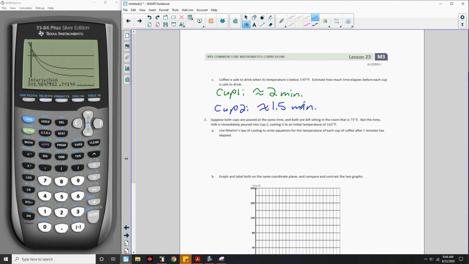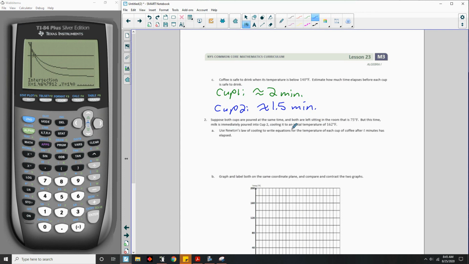So if I put the coffee outside, it's safe to drink after a minute and a half. If the coffee is in the room at 75 degrees, we have to wait another 30 seconds approximately until it's safe to drink. Number 2 says, suppose both cups are poured at the same time and both are left sitting in the room that is 75 Fahrenheit, but this time milk is immediately poured into cup 2, cooling it to an initial temperature of 162 degrees Fahrenheit.